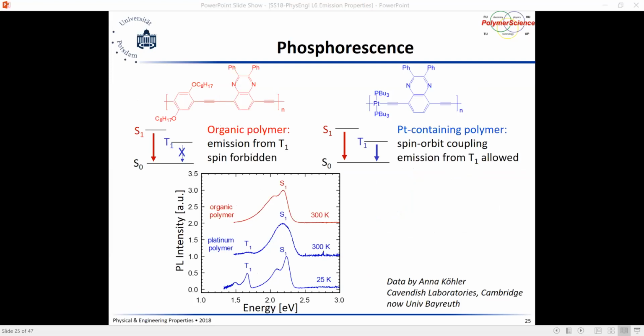Okay, so that's all the knowledge you need to know about fluorescence. For phosphorescence, for fluorescence, one thing that I always said is that you don't change your spin. So you're always in the singlet state, right? In phosphorescence, the first thing that needs to happen is that we need to have a change of spin.